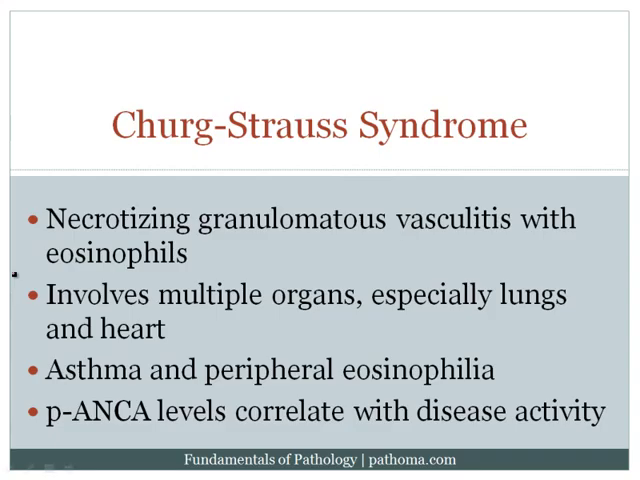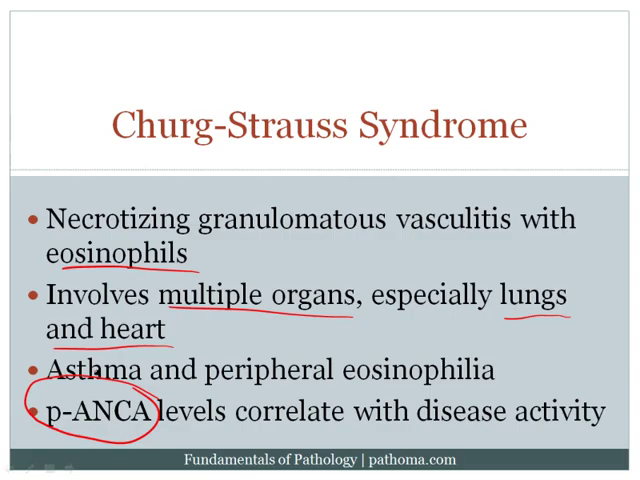Another small vessel vasculitis is called Churg-Strauss syndrome. This is where you get necrotizing granulomatous vasculitis with eosinophils. Again, it can involve multiple organs, especially the lungs and the heart. And what you really want to do is distinguish this from microscopic polyangiitis. Now, why would you want to do that? Because in this particular disorder, when you study the ANCA, you're going to get a P-ANCA.